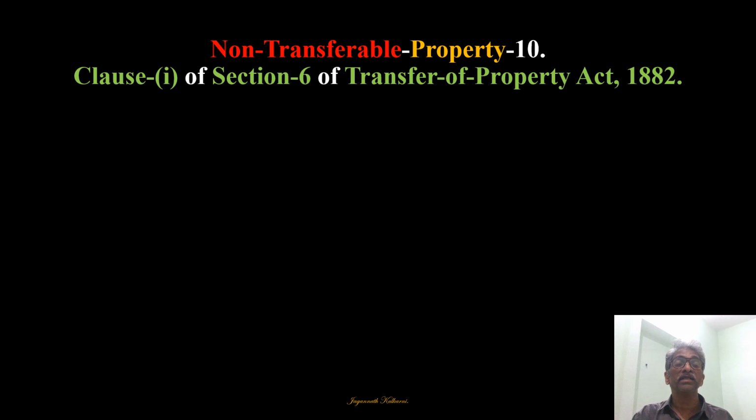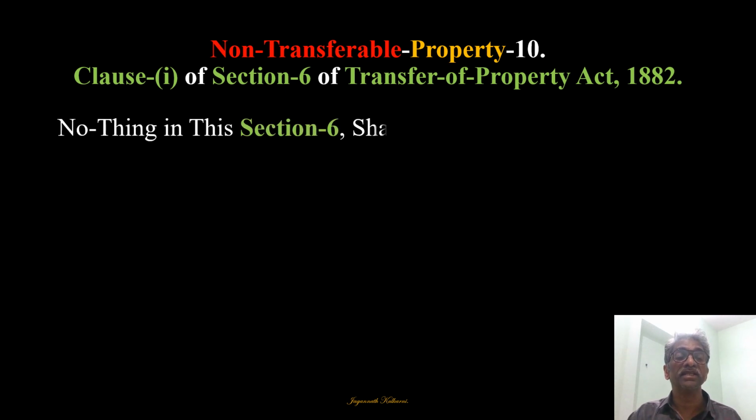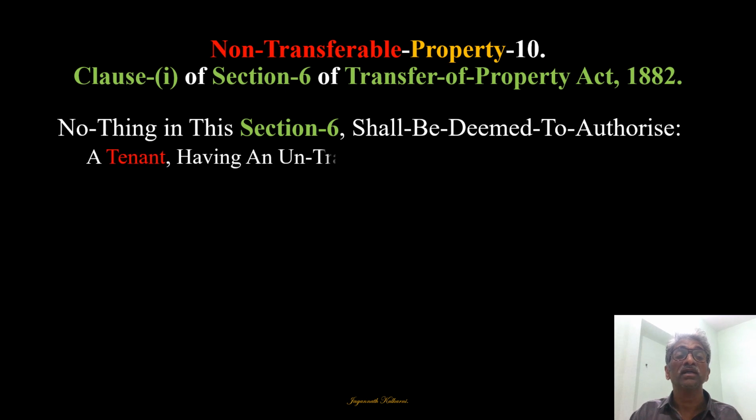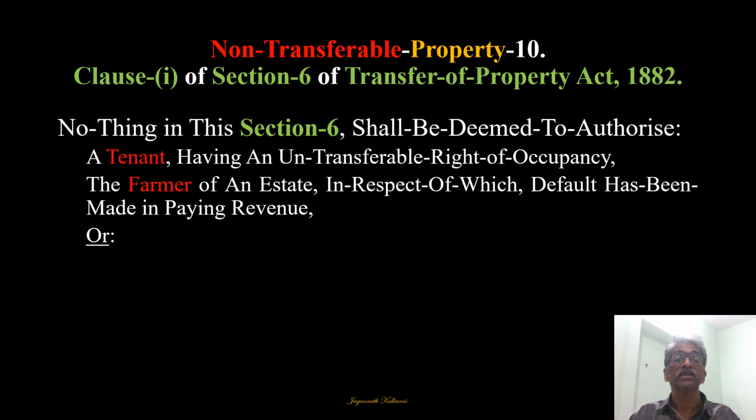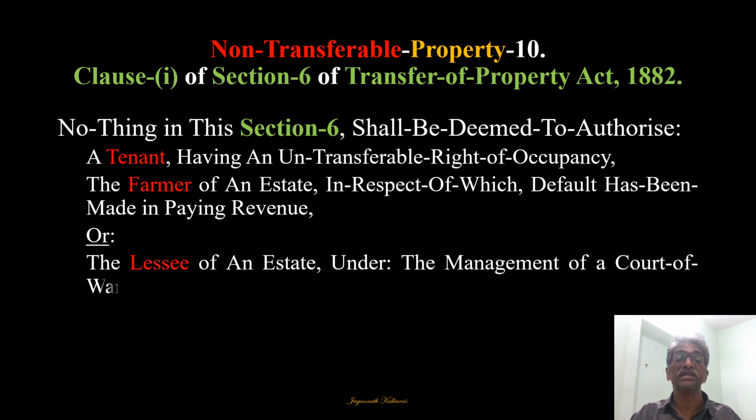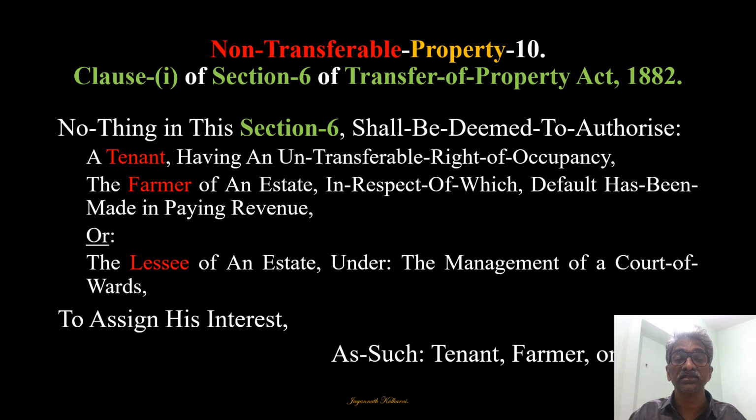So this is it. And the last exception, exception 10, says nothing in this section 6 shall be deemed to authorize a tenant having an untransferable right of occupancy, the farmer in respect of whom default has been made in paying revenue, or the lessee of an estate under the management of a court of wards to assign his interest as such. Tenant, farmer, lessee cannot transfer.